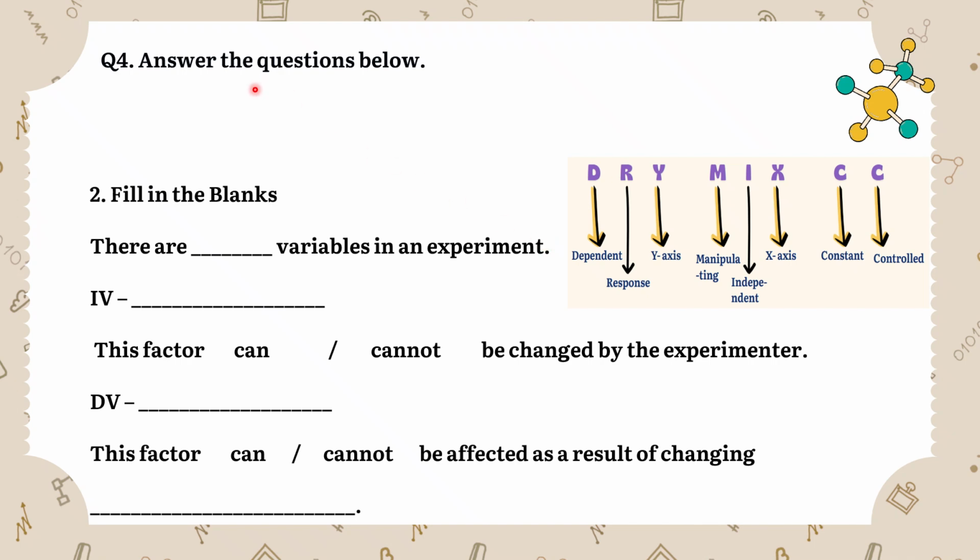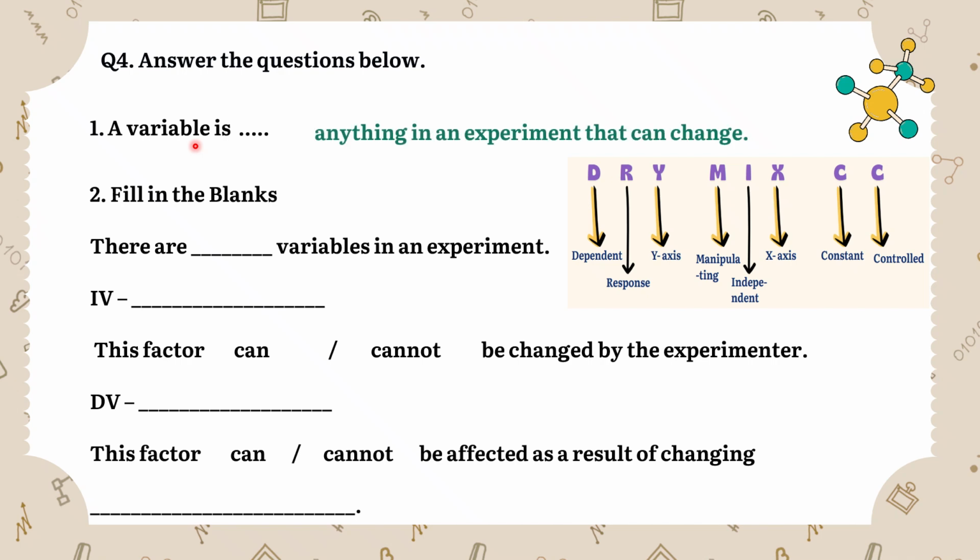Now, the next question is: answer the question below. So, here is the question. A variable is... So, what do you mean by the term variable? As we have discussed in our previous session, a variable is nothing but a factor that we can change in an experiment, or that can be changed by ourselves. Okay. So, sometimes we keep a few variables constant. Sometimes we change a few variables in an experiment depending upon the need. So here is the definition by which you can describe what you understand by the term variable.